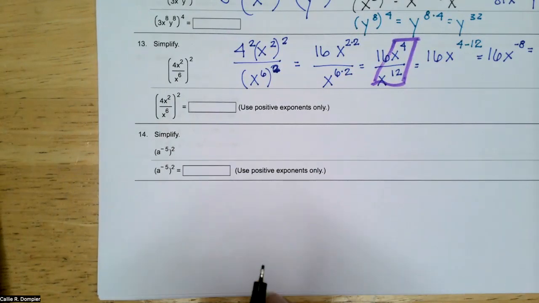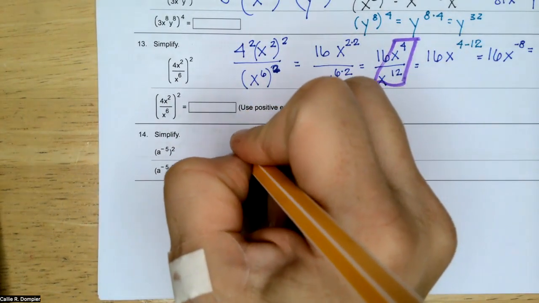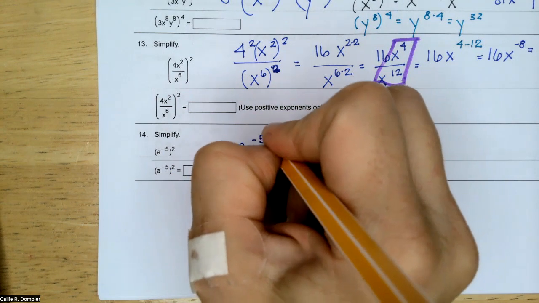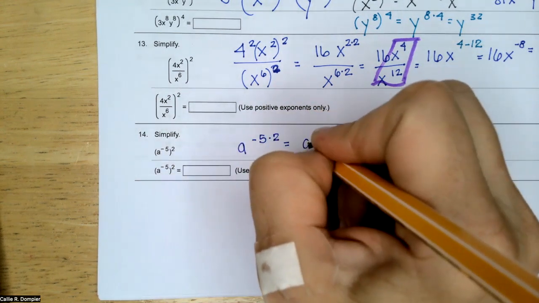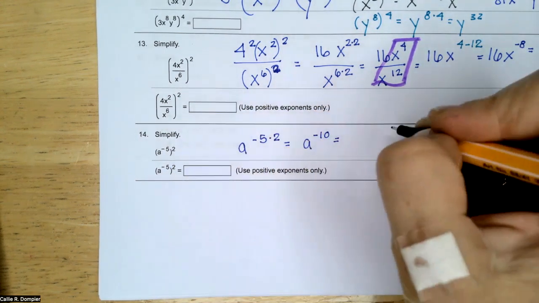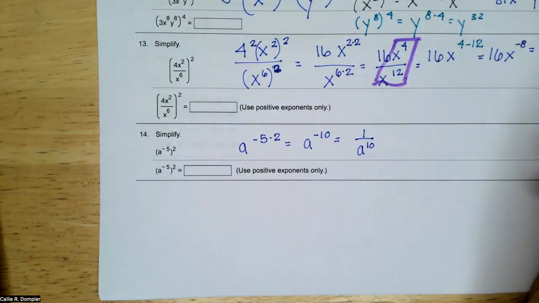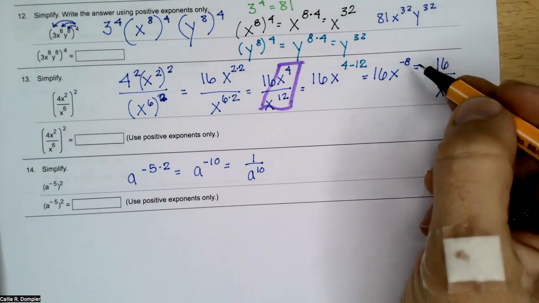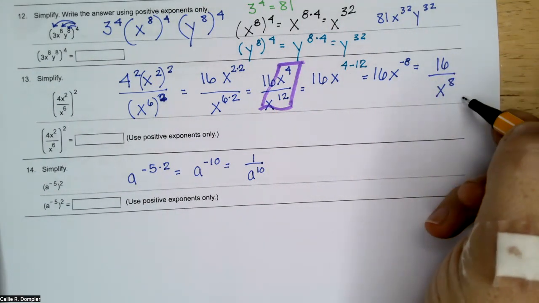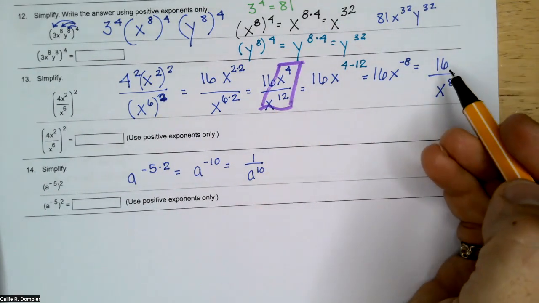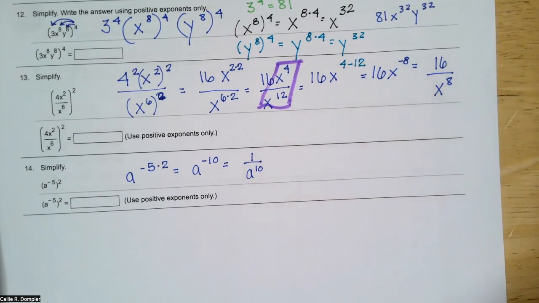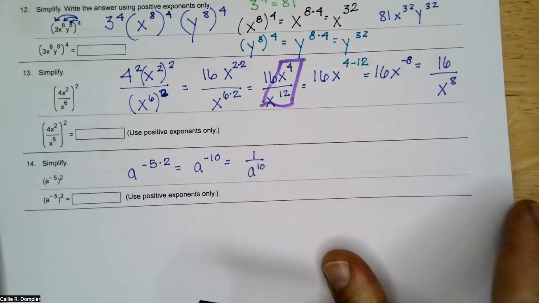a to the negative 5th to the 2nd just means we're going to take that negative 5 and multiply it by 2 and we get a to the negative 10th. We need to move it across the fraction bar, so it's going to be 1 over a to the 10th. Just like this x to the negative 8th moved to the bottom. We're going to move this to the bottom, but there's no 16 on top, so you just have to put a 1 on top to hold it in place.